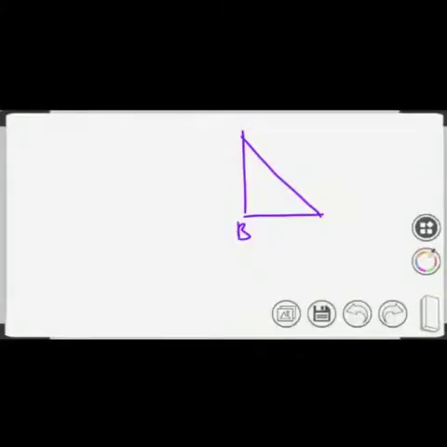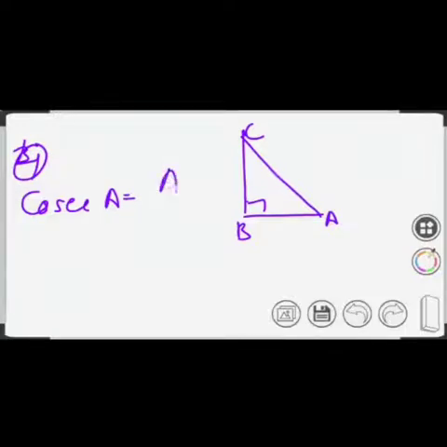In the same triangle ABC, we have to learn about the fourth ratio, that is cosec. Cosec A is what? It is the hypotenuse, that means AC, divided by side opposite to angle A. What is the side opposite to angle A? That is BC.